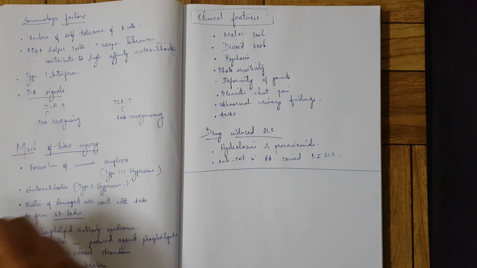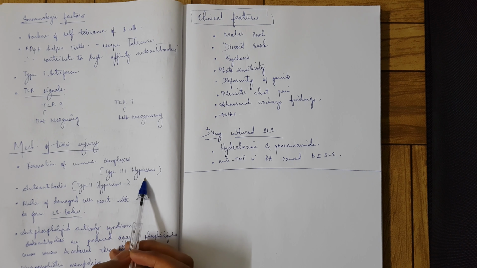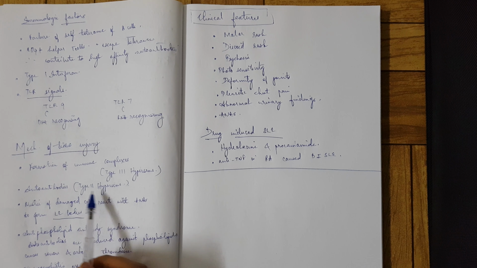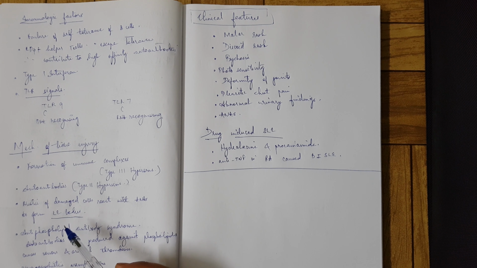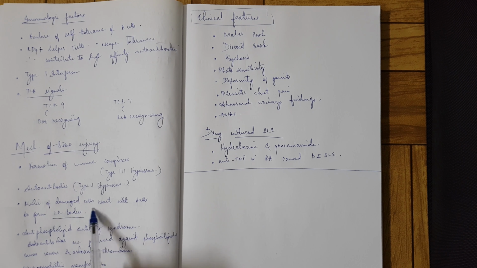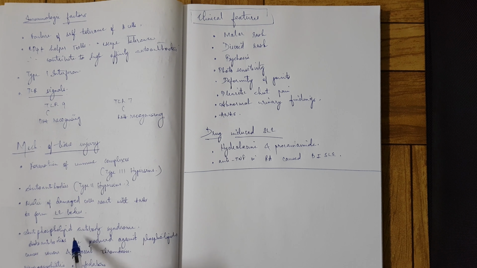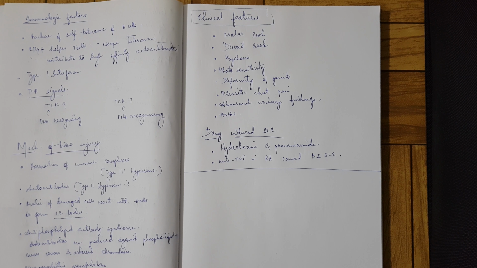Mechanism of tissue injury: I earlier told that there are different types. The main one is formation of immune complexes, that is type 3 hypersensitivity. Autoantibodies are produced, that is type 2 hypersensitivity. And LE bodies: the nuclei of damaged cells react with ANAs to form LE bodies. Next is antiphospholipid antibody syndrome, in which autoantibodies are produced against phospholipids, causing venous and arterial thrombosis and neuropsychiatric manifestations.